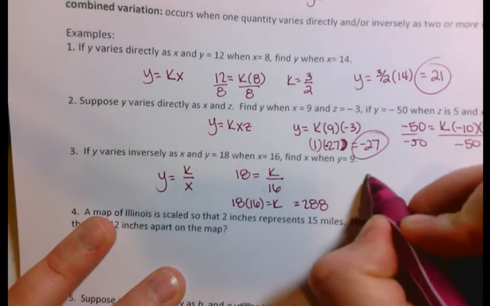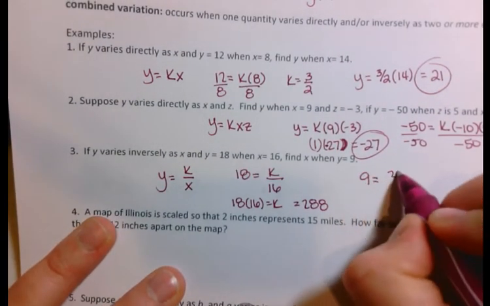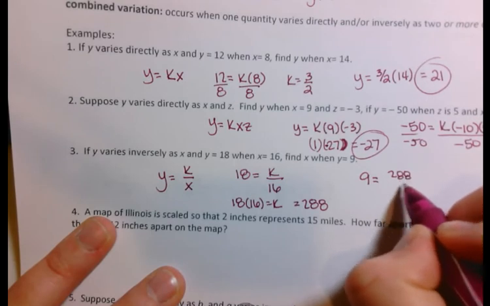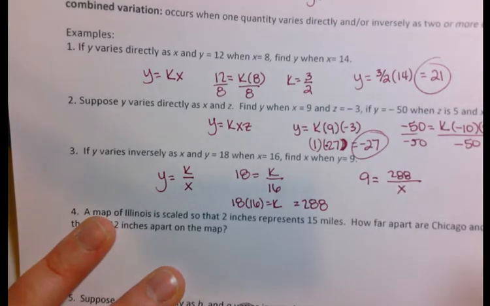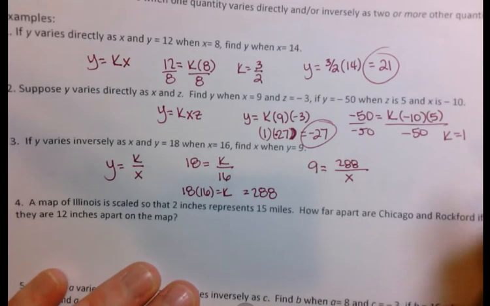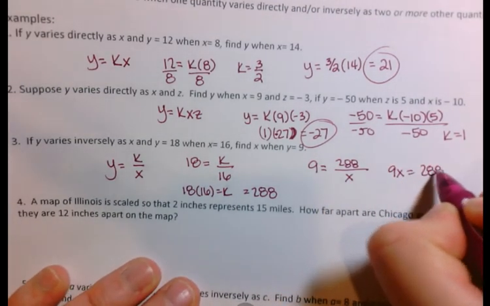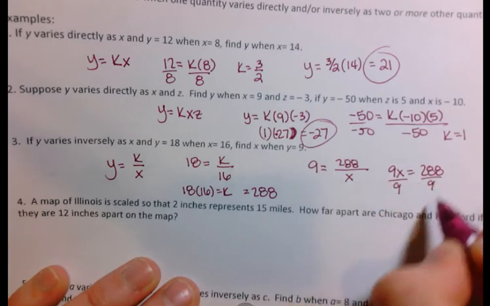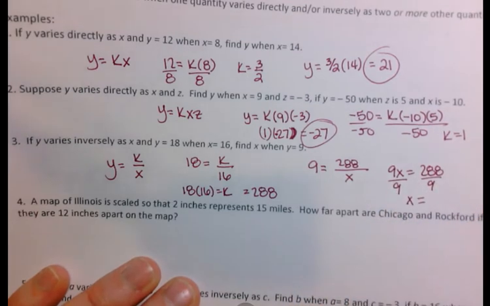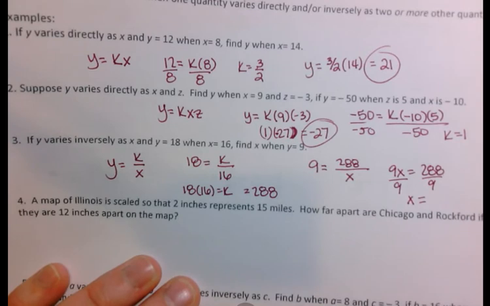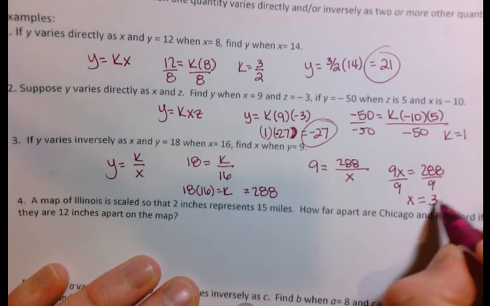So you're going to find x when y equals 9. So 9 equals 288 divided by x. Multiply. 9x equals 288. Divide by 9. X equals 32.